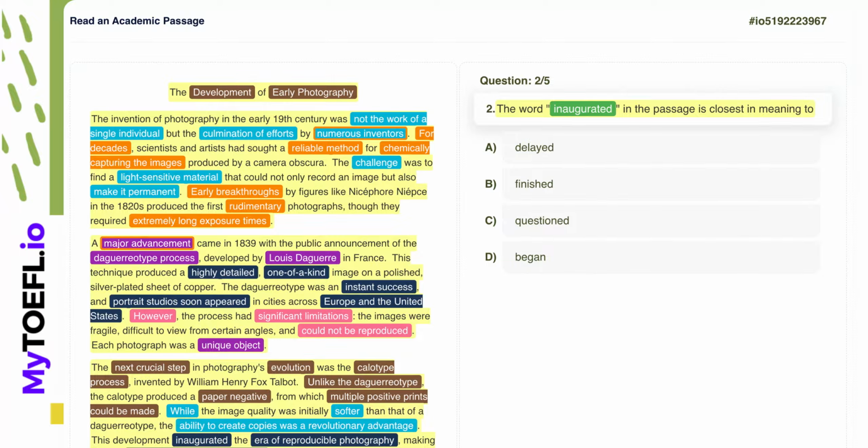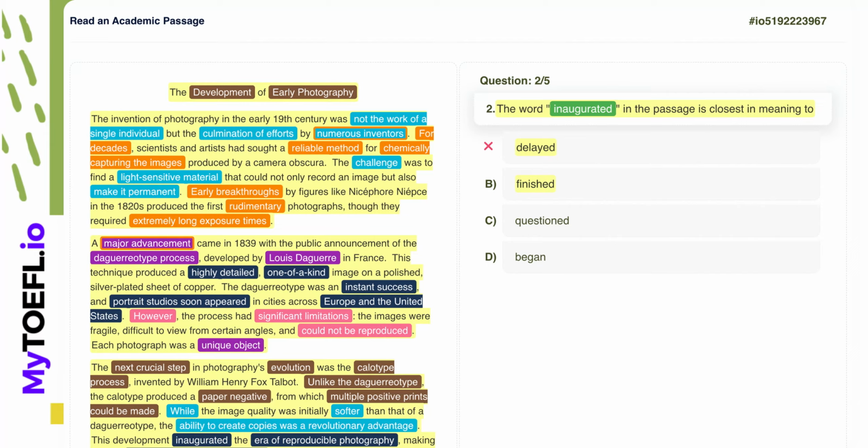Let's take a closer look at option A, "delayed." This means to make something late or slow it down. The passage says the calotype was a revolutionary advantage that paved the way for the future. This is the opposite of delaying something. It sped things up. So this option doesn't fit the context at all. Incorrect.